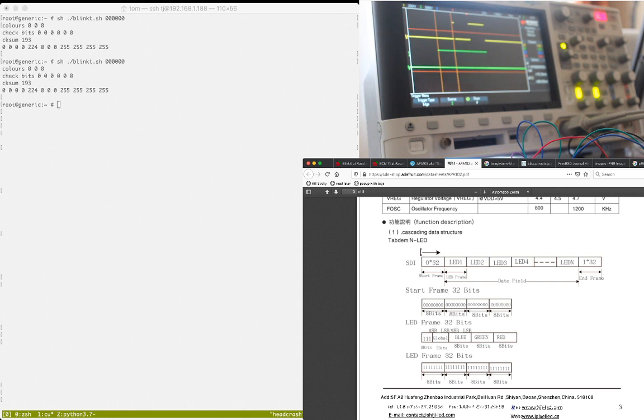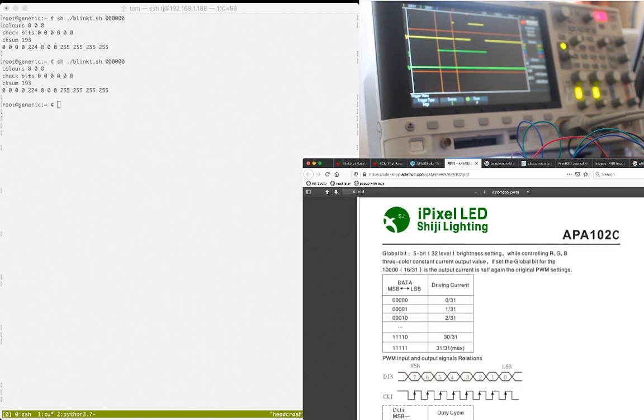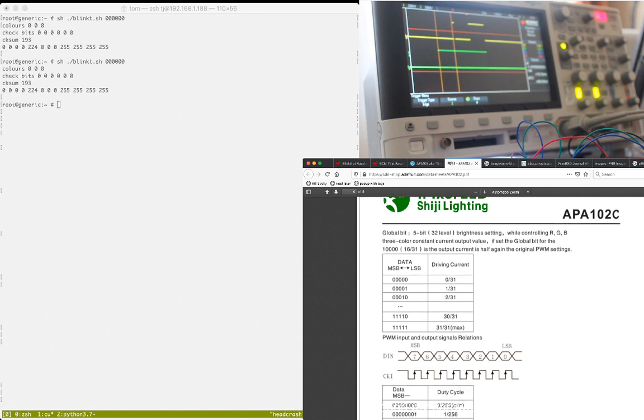Blue, 8 bits of blue, all 0, 8 bits of green, all 0, 8 bits of red, all 0, and then 32 high bits. Color bit, 5-bit 32 level brightness setting. When controlling RGB 3-color constant current output, if set the global bit for the 10,000 16/31 is the output current is half again the original PWM settings. I do not know what that means.